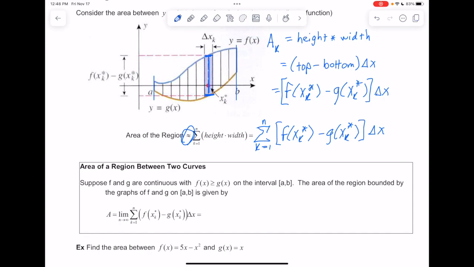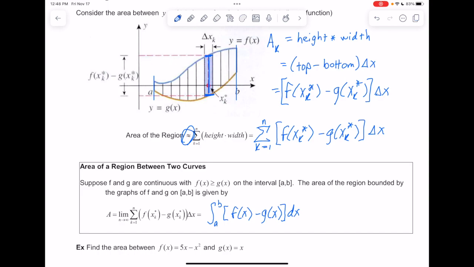And when you do that, the limit as n goes to infinity of the sum becomes our definite integral from a to b. And then we end up converting those just to f of x minus g of x inside. When you go to the integral, you don't need the k star anymore. And then that delta x becomes dx. So that's going to be our integral.